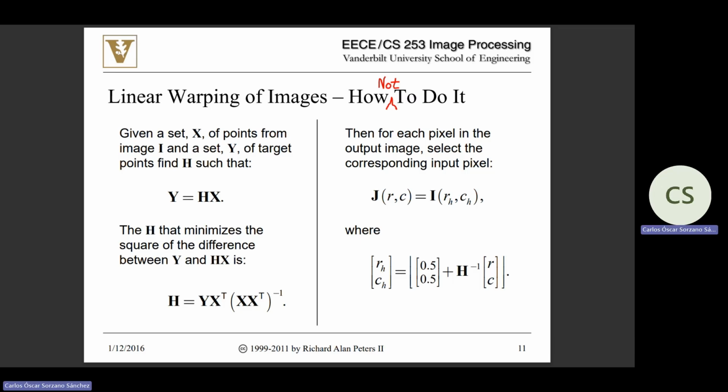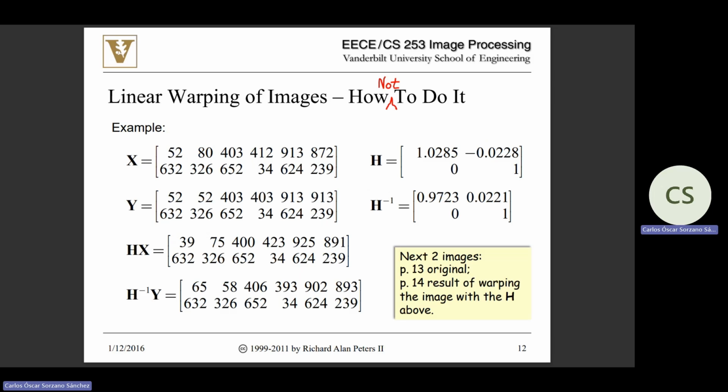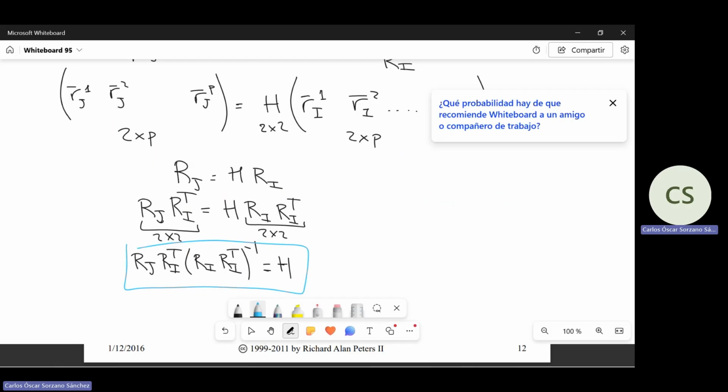So let's see why. Let's say that we have our coordinates. These are our pairs of coordinates. We do the calculation. This is H minus 1. And that is something interesting. This H or this H minus 1 is only affecting x. You see, y remains unchanged. So we have a matrix of this form: A, B, 0, 1.